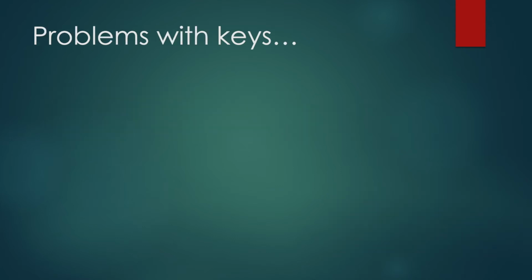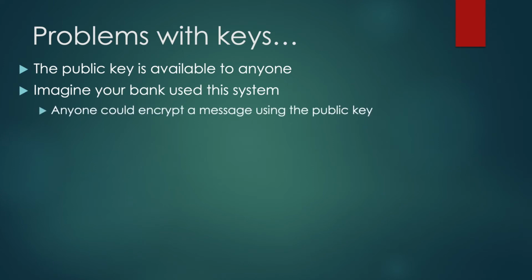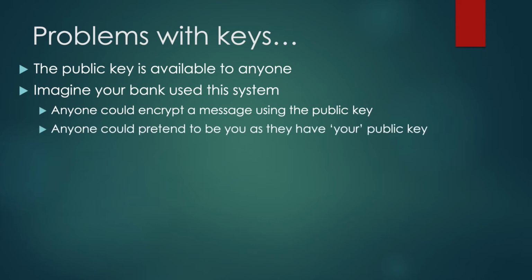Now, there's a little problem with keys if you think it through. The main problem is, because the public key is available to everybody, if you imagine that your bank were to use this system, anyone could encrypt a message using the public key. If a bank has a public key and that key is made available to everybody, then everybody has access to the public key. That means that anybody could pretend to be you because they have your public key. That's because your public key is the same as everybody else's public key.